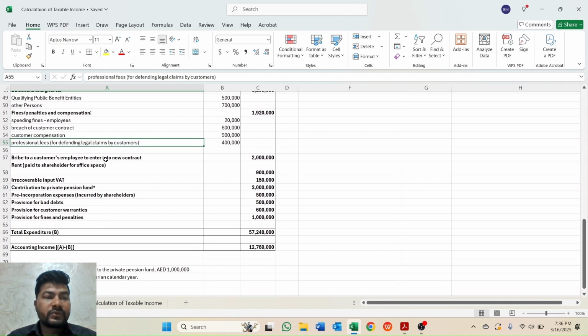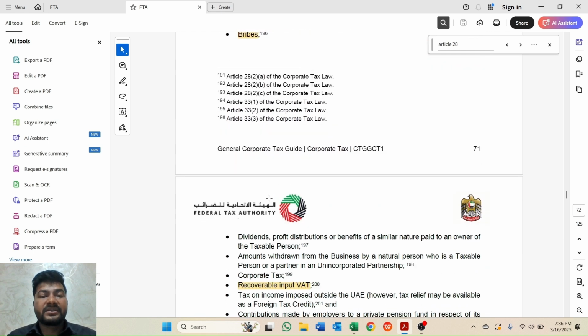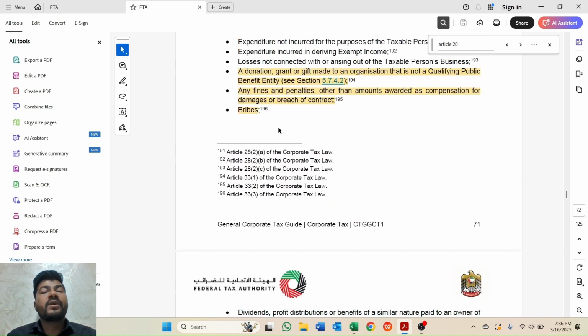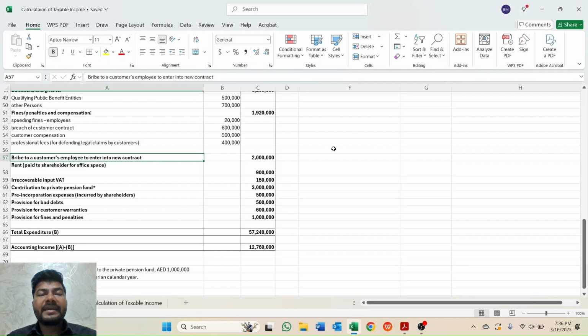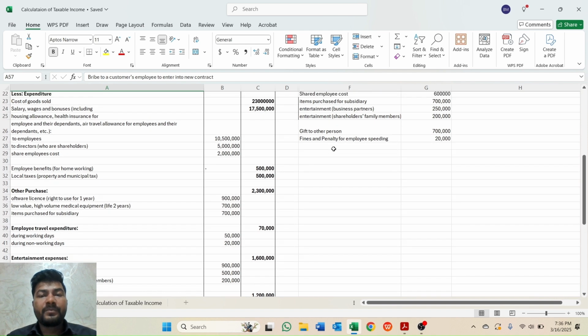Now let's come to bribe to a customer's employee to enter a new contract. When you see bribes, there is nothing mentioned. Bribe, whatever type of bribe, whether it is for companies or employees or whatever, is totally disallowed. So we'll add back this bribe amount of 2 million here.